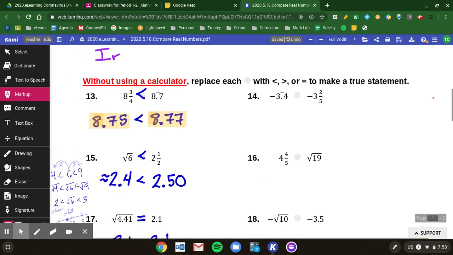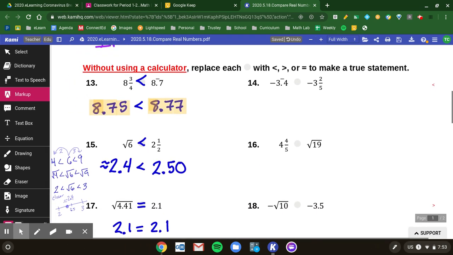15 is a little tougher for me. 2.5, no big deal. 2 5/10, 2 50 hundredths if you think money. But how about the square root of 6? We have to use that skill. 6 is between 4 and 9. You see that off to the left. So the square root of 4 is 2. The square root of 9 is 3. The square root of 6 is somewhere between 2 and 3.